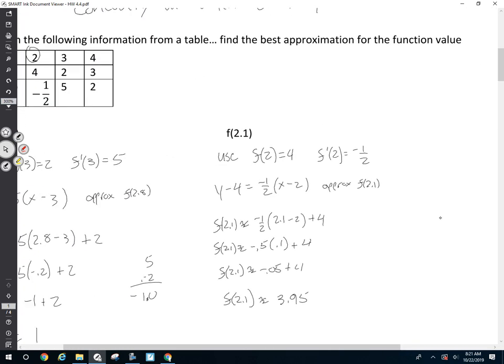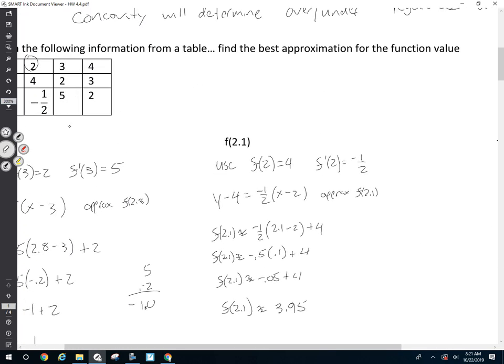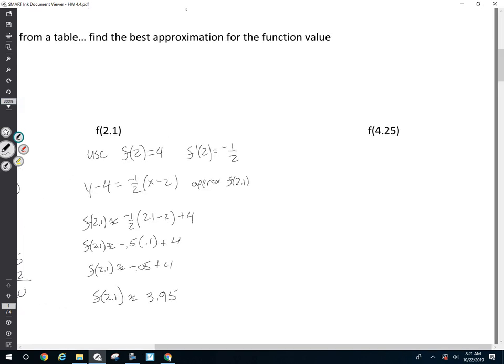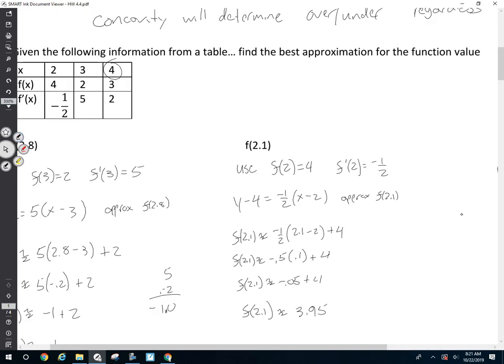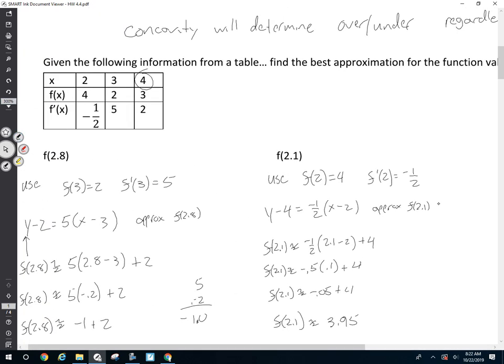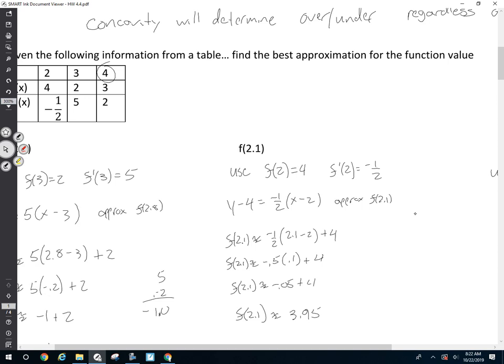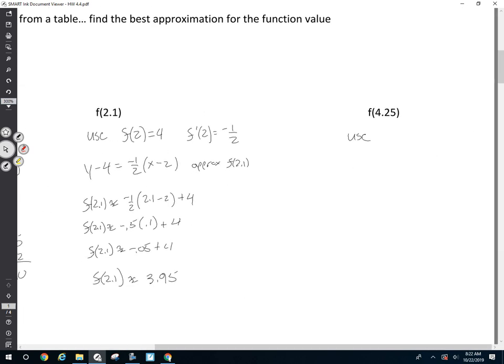For f of 4.25, I should be using the point at 4, which would be my closest to 4.25. So my tangent line equation would be close to where 4.25 would be. I've got the point (4, 3) and a slope of 2.